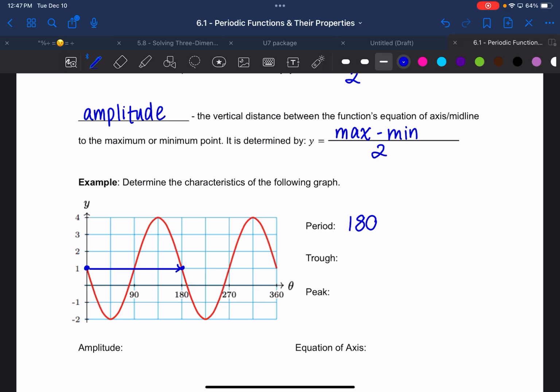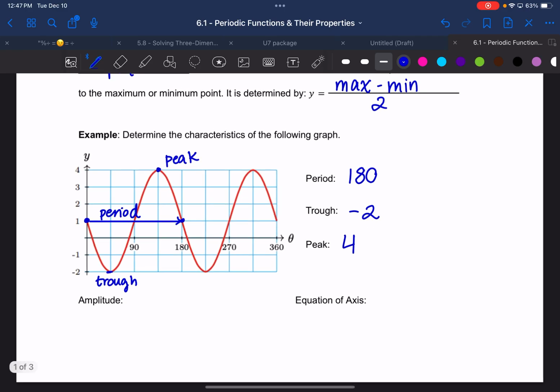My trough is the minimum point, which I can see. I'll call this the period. This is going to be the trough, or your lowest point on the graph, which is at -2. And my peak, which is my highest point, that's going to be at 4. I told y'all, easy peasy, right? Amplitude, so what is this distance essentially? That is our amplitude, the distance from here to here, which you can even draw like a line. This will be your amp.